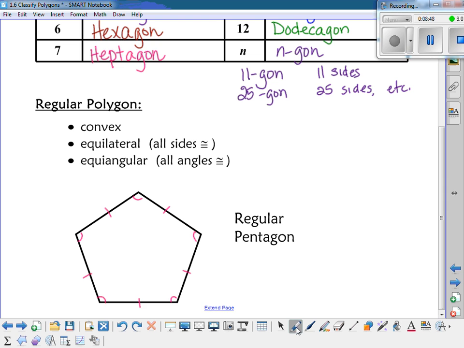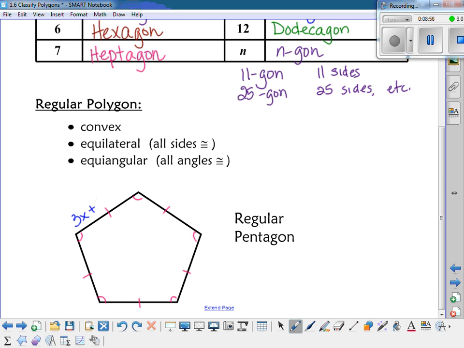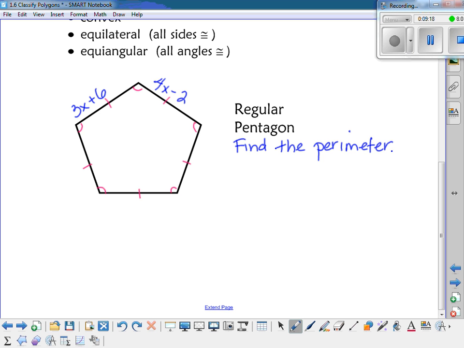So suppose I give you a figure like this, and I tell you that this side on the left here, the expression 3x plus 6 represents the length of that side, and on another side I've got 4x minus 2. And I want to find the perimeter of the pentagon. Okay, the perimeter of a figure is the distance going all the way around. Peri meaning around, meter meaning measure. So the perimeter is going to be all the sides added together.